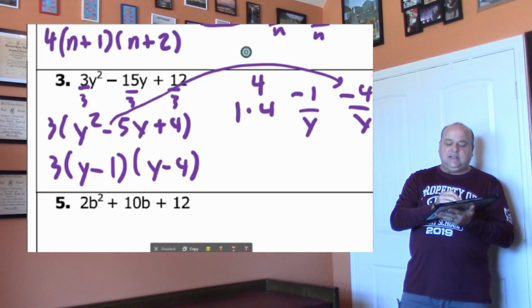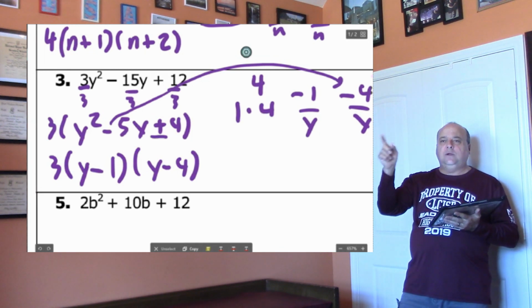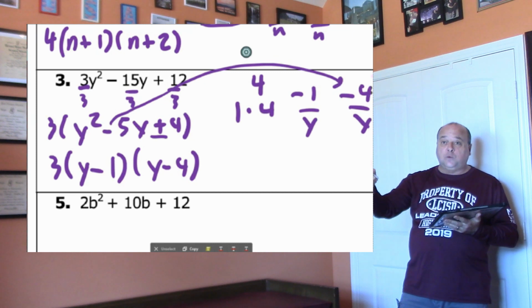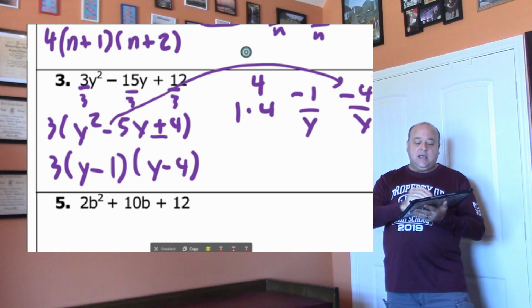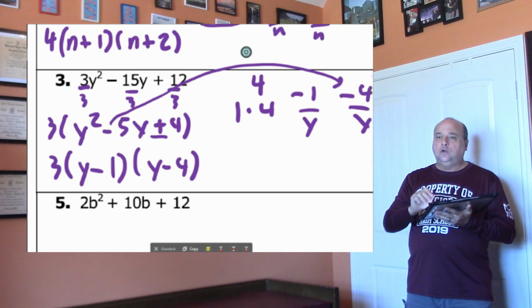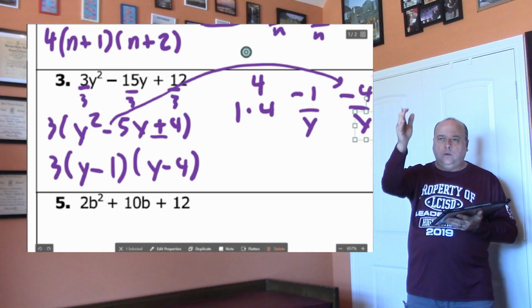Notice if the last sign is plus, the signs in the parentheses will be the same because we're adding. They'll both either be pluses or they'll both be minuses. And remember, that middle term goes to the biggest factor, always.